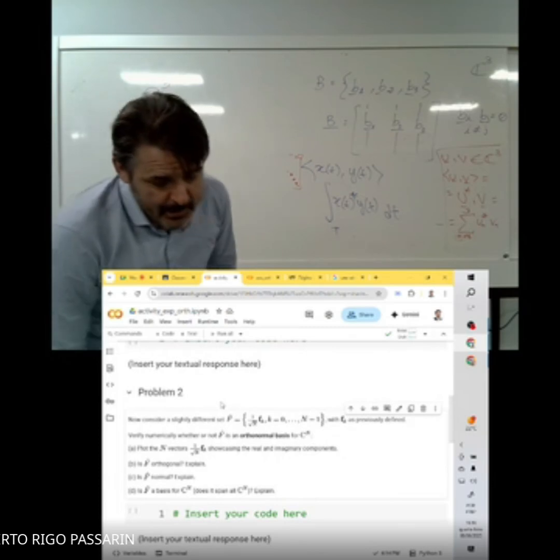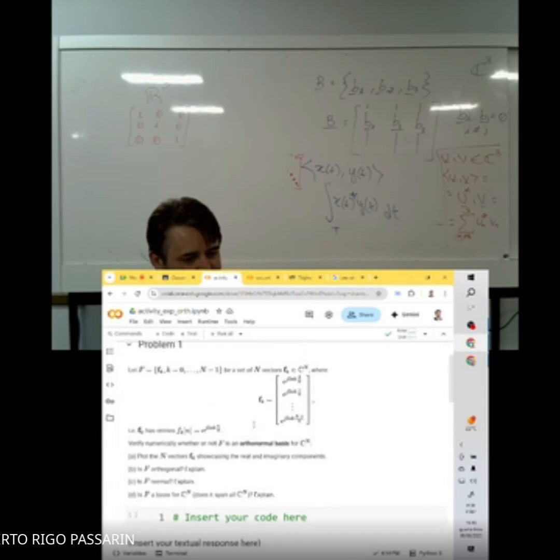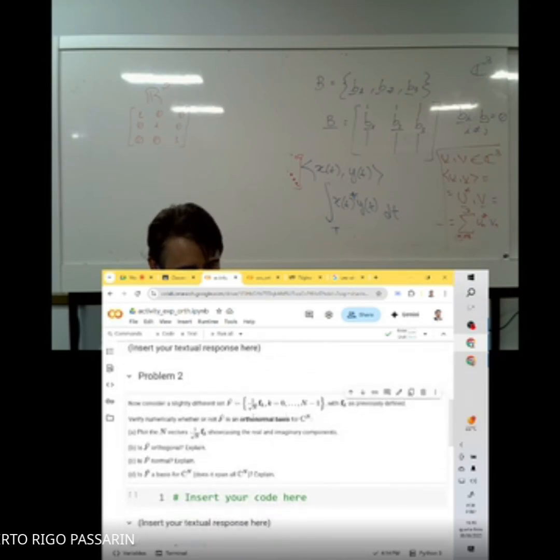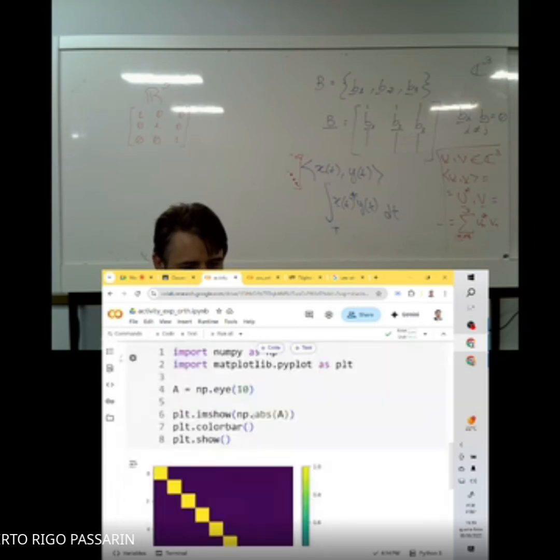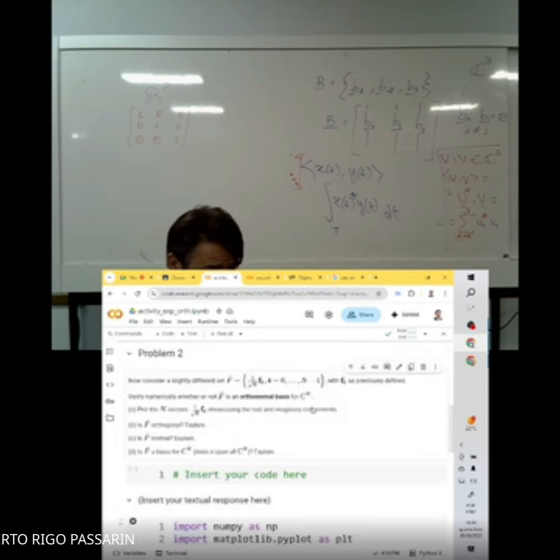Problem 2 is very similar, but now the vectors are the same f_k, but they're divided by 1 over the square root of n. Why? Probably this one is not normal and this is normal. So you have to check it. If they go to 1, they're normal. If they go to something else, they're not normal. And that's it.